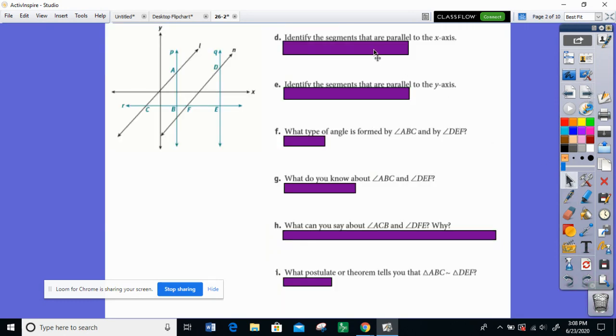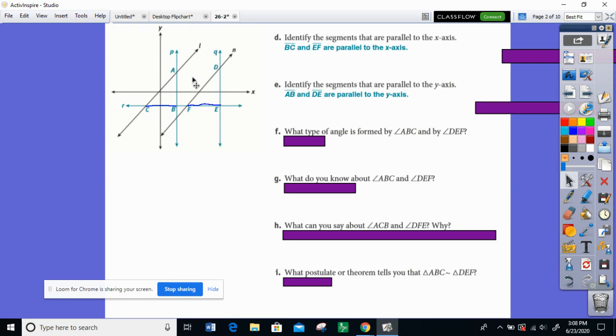Okay, so we want to identify the segments that are parallel to the x-axis. That would be line segment BC, and line segment EF. Those are parallel to the x-axis. We also have some segments that are parallel to the y-axis. We've got segments AB and segment DE. And if you're looking carefully, now you see that we have two segments like this.